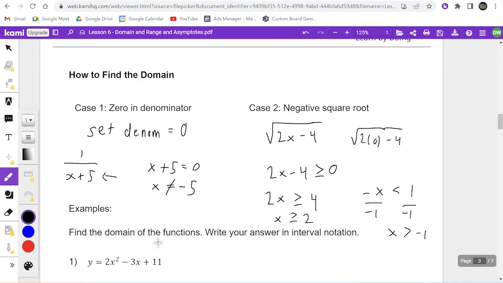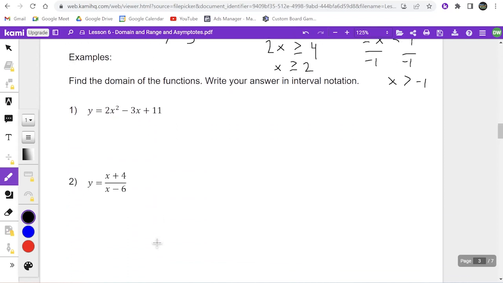Okay, so now let's look at some examples. Number 1, here's the function y equals 2x squared minus 3x plus 11. I want to find the domain, and I also want to write the answer in interval notation. So can someone tell me what the domain problems are here? What values of x do not work? The answer is there are no values for x that will not work. In other words, every value for x works.